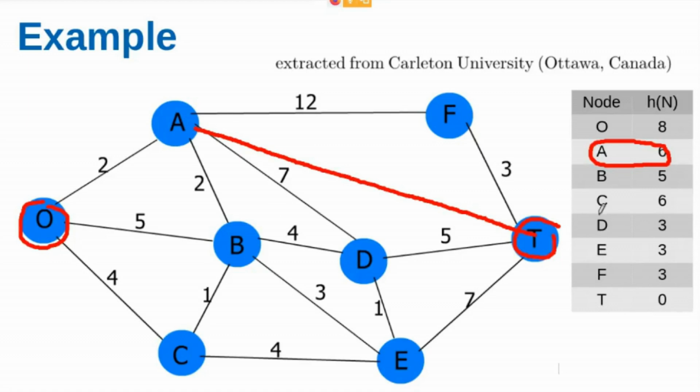So the main idea is that the heuristic is like a lower bound on how much it costs to go directly, not following the paths, not following the edges, from the actual node to the target. And these heuristics will be used by two methods that we will see in this example.